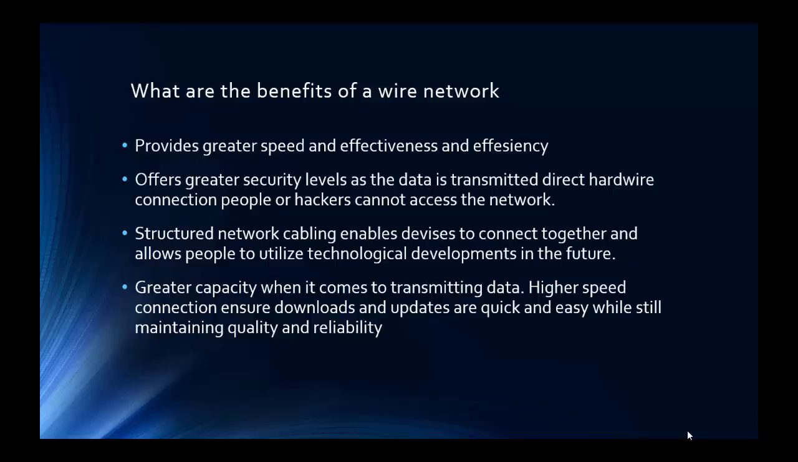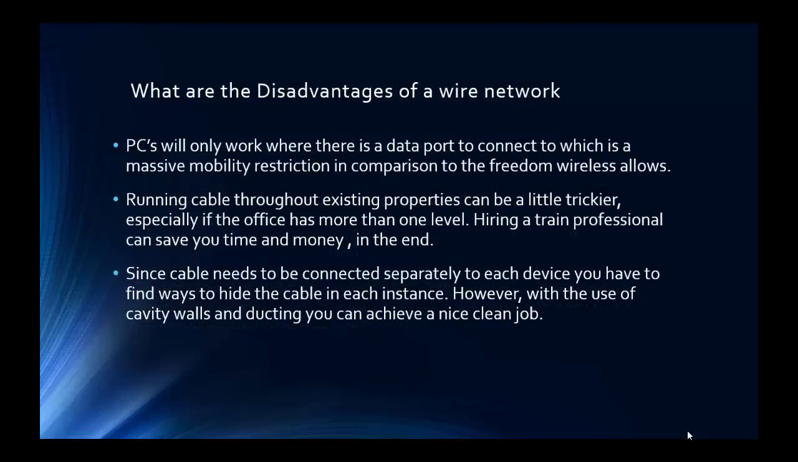But there are also some downsides to the wire network, and let's look at them. The first one is PCs will only work where there's a data port to connect to, which is a massive mobility restriction in comparison to the wireless network. But we will touch bases on that one. Just imagine from the hub to where the computers are. It could be 100 feet. It could be a long way. So you will need a lot of cabling for that. The mobility factor is restricted.